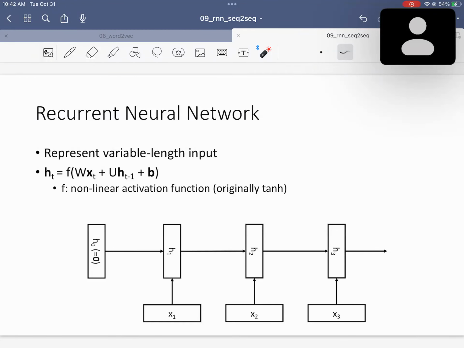So recurrent neural network, it's to represent or encode variable length input. We talked about variable length input so far. The vanilla RNN's formula is very simple. The hidden vector at the t-th time step is calculated by this. There's a nonlinear activation function, which is originally a tanh, and then you have 3 components. So this is bias. This is the input to the model at the t-th time step.